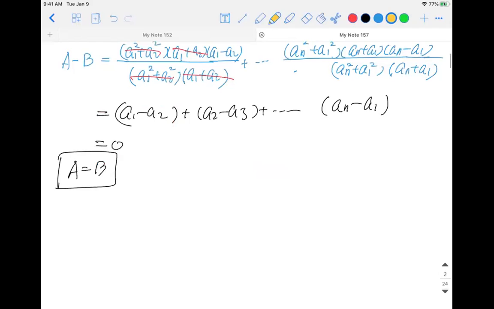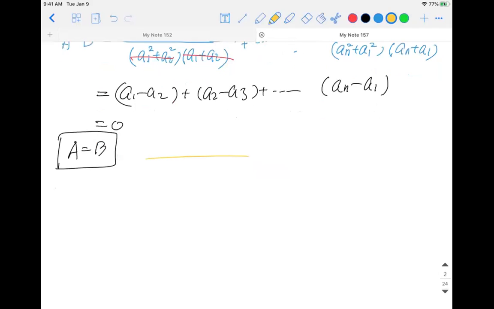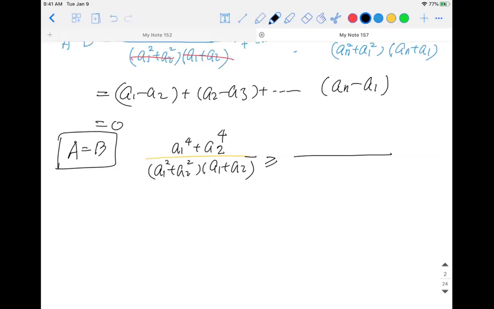If I add these first two terms together, you're going to have what? A1 to the power of 4, A2 to the power of 4, over A1 square, A2 square, A1 plus A2, right? This is as I did before. Let's have a quick look. This guy, I say, will be greater than or equal to this guy. Do you guys agree with me?